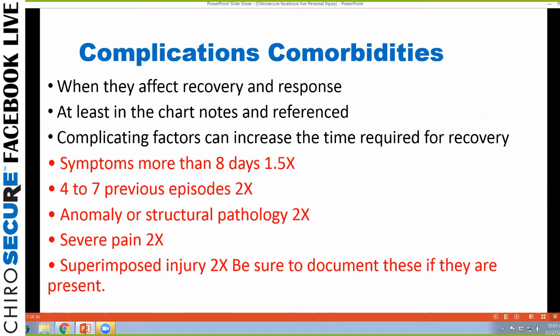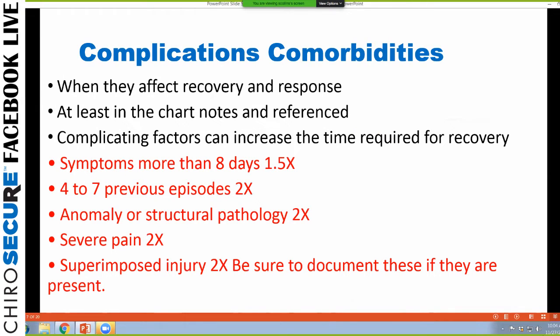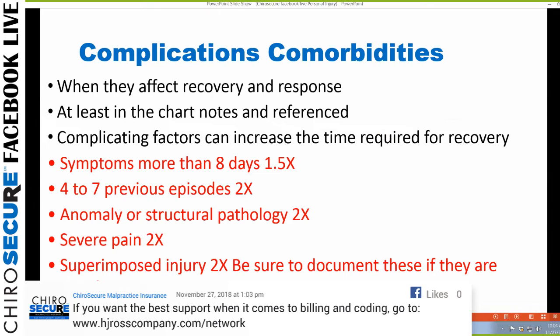By example, I note here, symptoms that have been greater than 8 days often will increase the need for care 1.5 times. Well, that's certainly not a diagnosis, but that's something we want to highlight in the chart notes. A person has waited a week to come in, or maybe the patient's had many more accidents. But here's the third one, an anomaly or structural pathology. Think of most of your patients that have been involved in a pretty significant car accident, a whiplash-type injury. Does their neck start to show some type of kyphosis or reversal? I would say almost always. So this type of anomaly or structural pathology is going to increase care by 2 times. Anything superimposed, even notice here, is going to be 2 times.